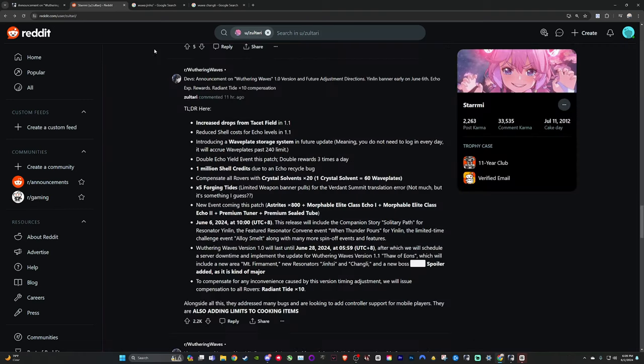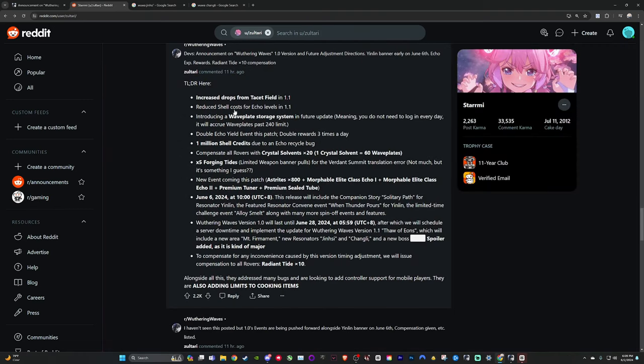Oh man, I messed up already. Let me see. Let's go back here. Increased drops from tacit fields. Okay, so this is going to be for 1.1. This is very good because right now when people were farming tacit fields, it wasn't yielding very much return because, let's face it, tacit field drops when it comes to Echo XP suck. So they're fixing that. That's a W in my book.